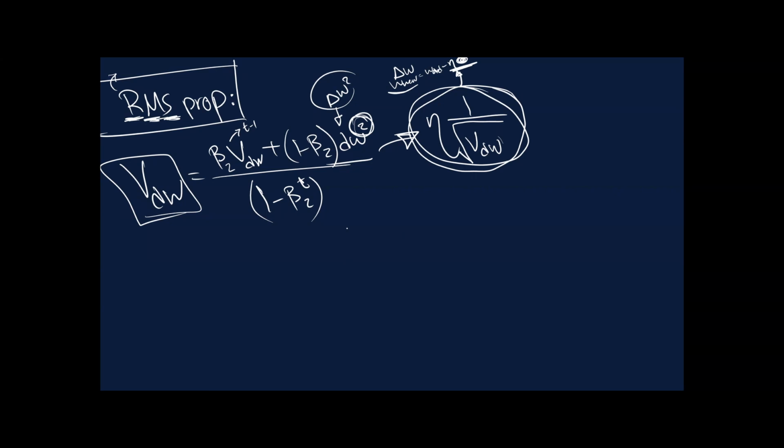Any questions in this part? No, no. Okay, so VdB will be very similar. We'll be using beta 2, VdB plus 1 minus beta 2 dB squared, and 1 minus beta 2 to the t.